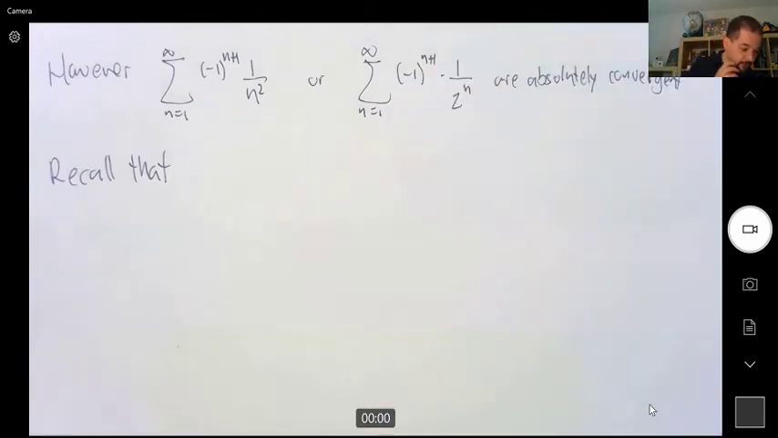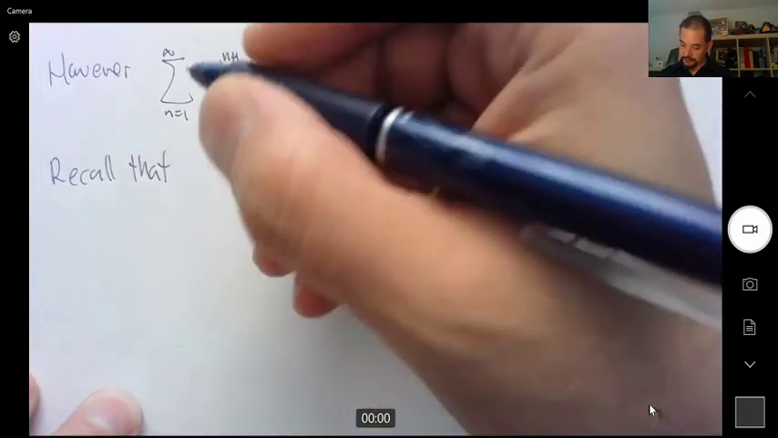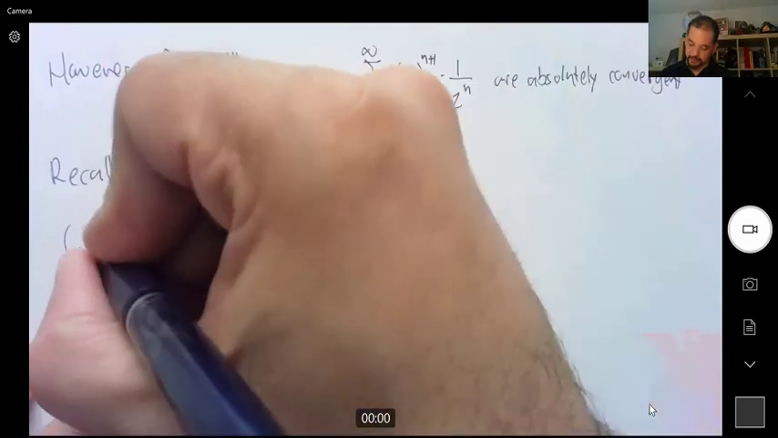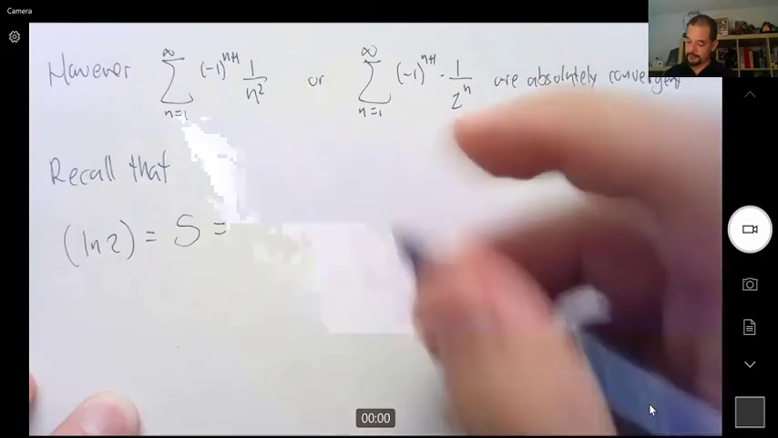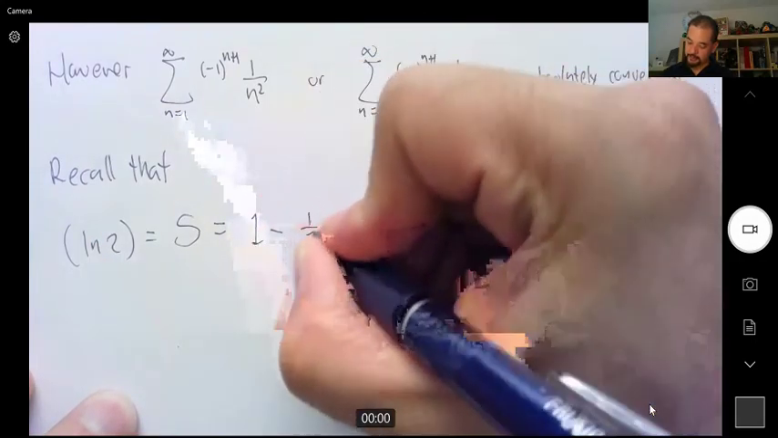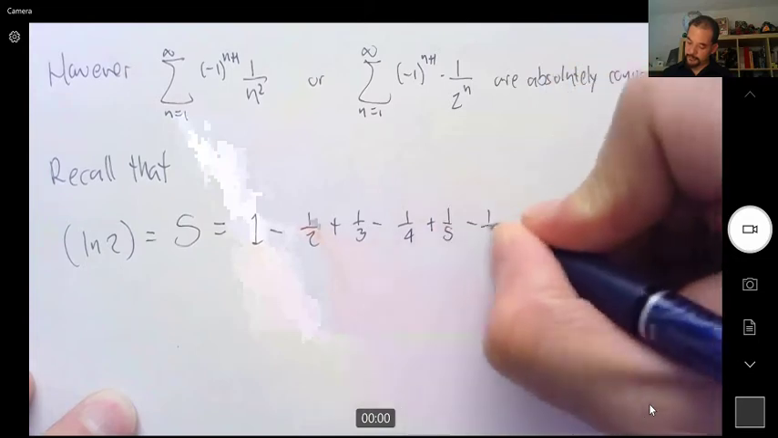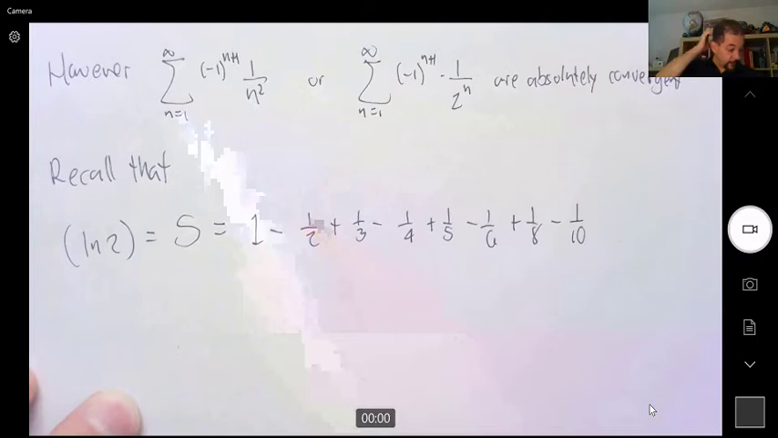So we started with the alternating series, so 1 minus 1/2. And we know that one is ln 2 now, but it really doesn't matter. We called it S. So this is actually ln 2, but you don't mind that. This is 1 minus 1/2 plus 1/3 minus 1/4 plus 1/5 minus 1/6 plus 1/8 minus 1/10, etc. All right, so that one.